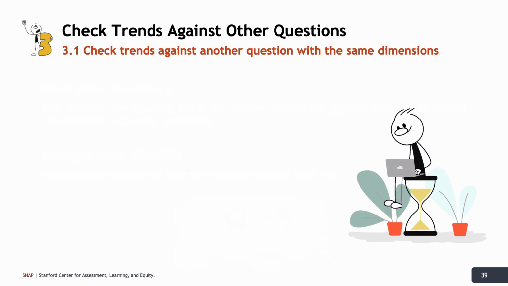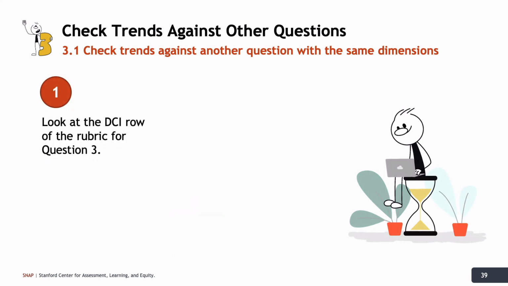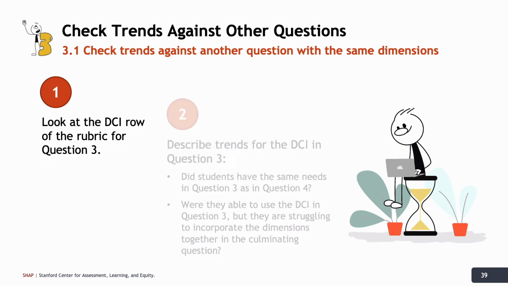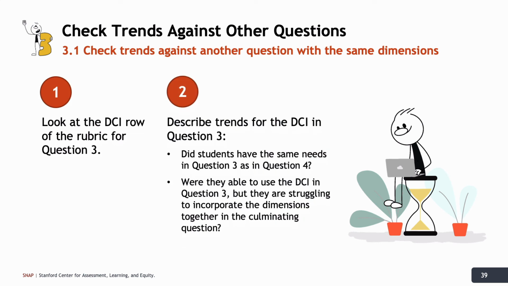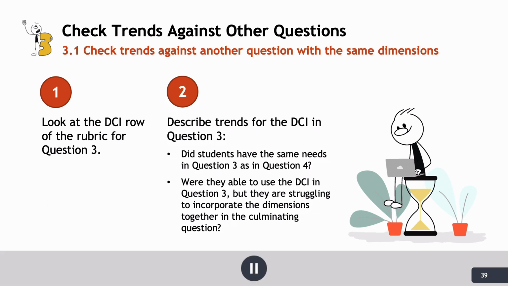Okay, so now it's your turn again. Practice checking the trend in the DCI from question 4 against student work from question 3. Look at the DCI row of the rubric for question 3. Describe the trends you see and consider, did students have the same needs in question 3 as in question 4? Were they able to use the DCI in question 3, but they're struggling to incorporate the dimensions together in question 4? Pause now to return to your session 3 workspace for the deer task.